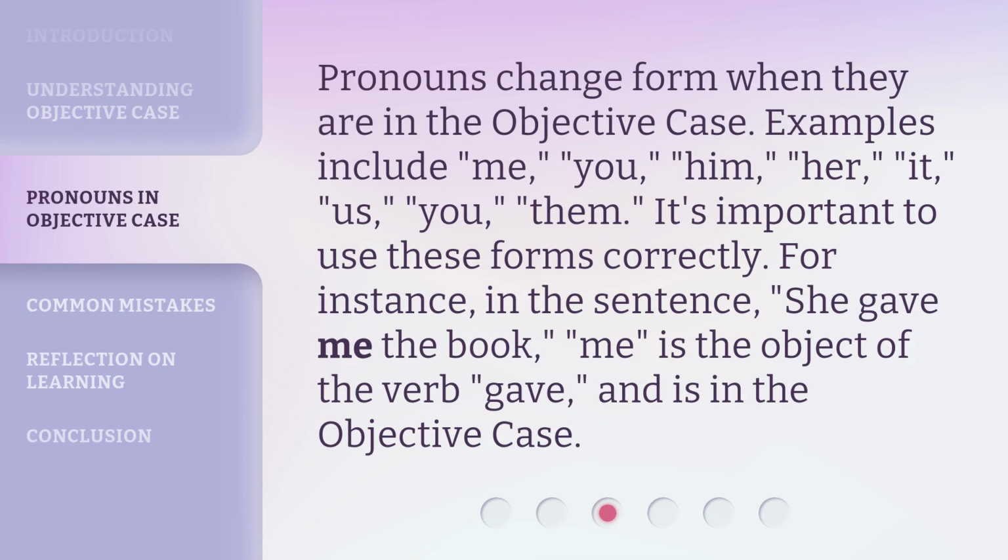Pronouns change form when they are in the objective case. Examples include me, you, him, her, it, us, you, them. It's important to use these forms correctly. For instance, in the sentence, she gave me the book, me is the object of the verb gave and is in the objective case.